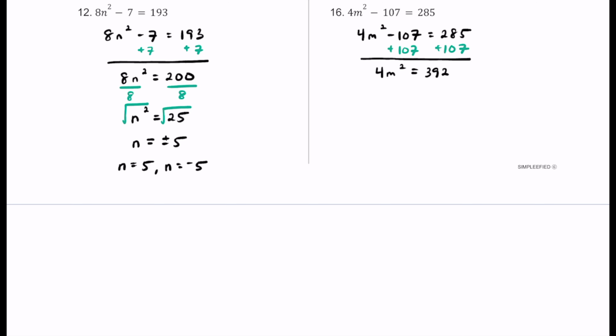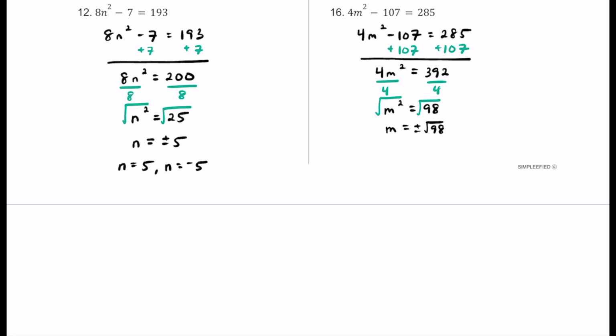Next, to isolate the m squared fully, let's go ahead and divide both sides by 4. If we do that on the left side, we're going to be left with 1m squared, or just m squared. And on the right side, 392 divided by 4 is going to equal 98. So 98 is not a perfect square, but we can go ahead and take the square root of it anyway and see what happens. Now the square root of m squared is just m, and the square root of 98, let's just keep it as plus or minus the square root of 98 for now.